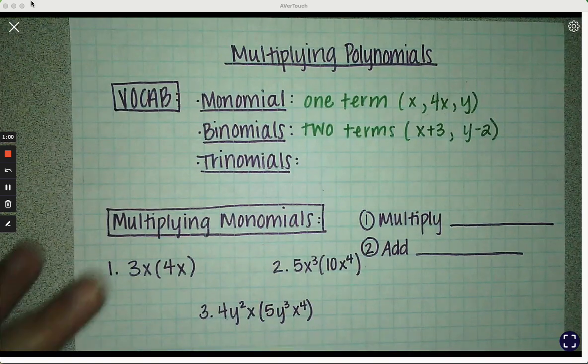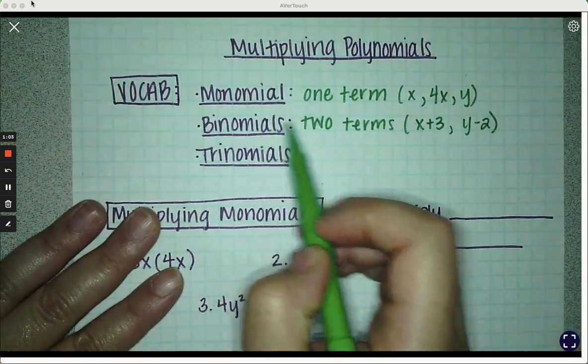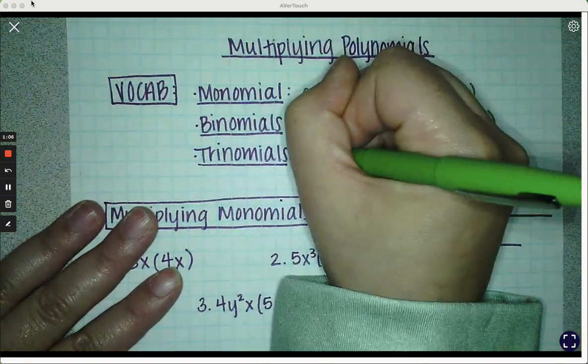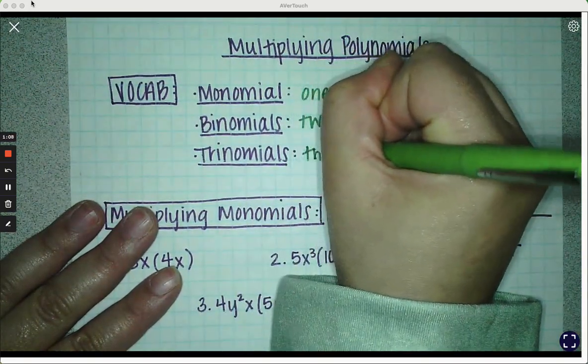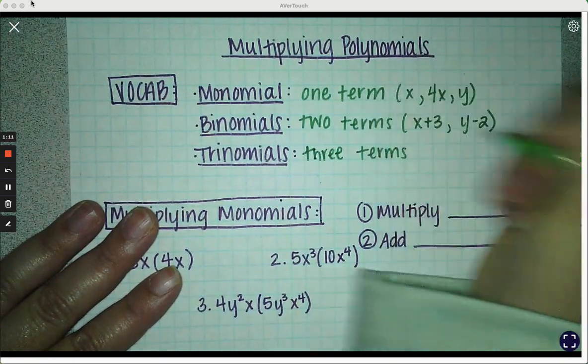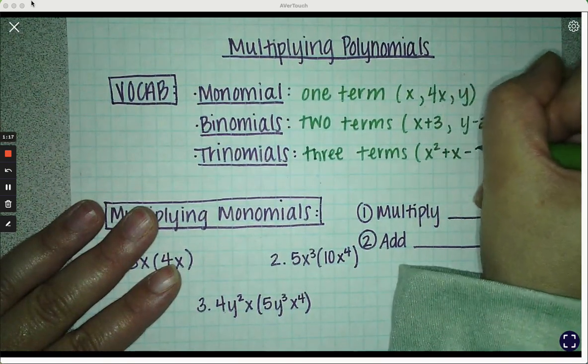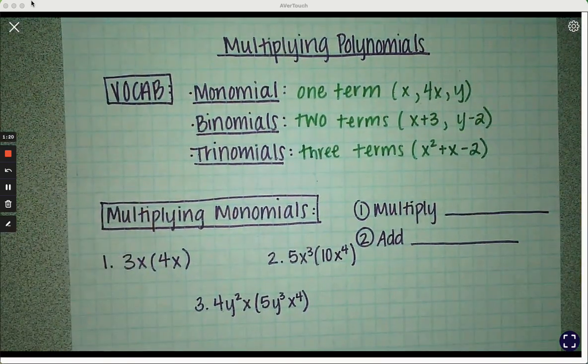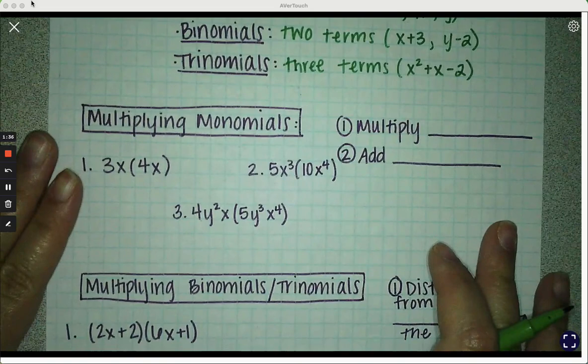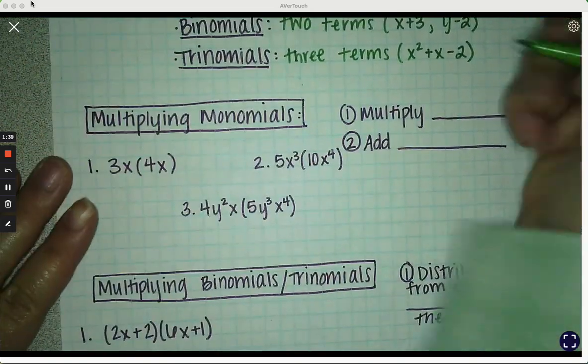So if monomial is 1, binomial is 2, trinomial is 3. And that might look like something like this, x squared plus x minus 2. Okay? So knowing what these are, we're going to look at how we multiply them. And these are two things I'm going to tell you that we're going to do for every example that we have. All right, so looking at the multiplying monomials examples, first thing we're going to do is multiply the coefficients.